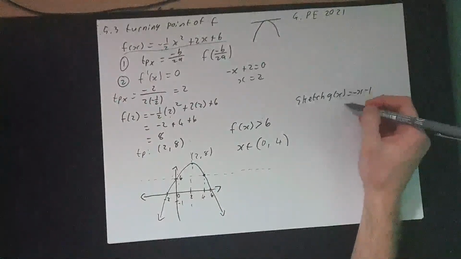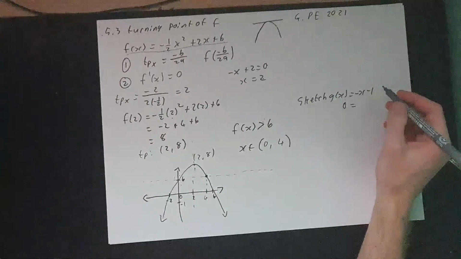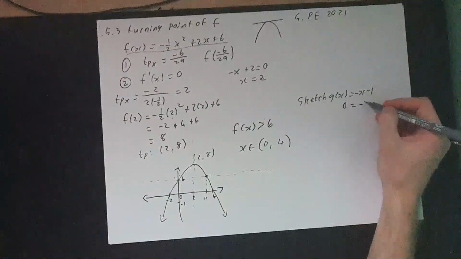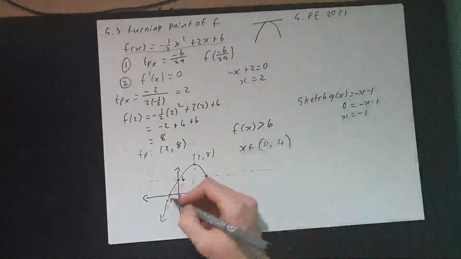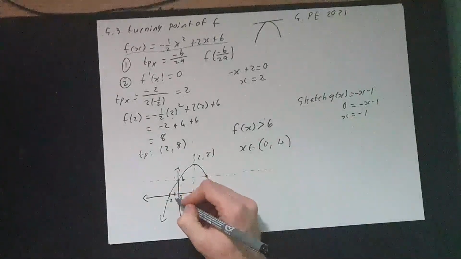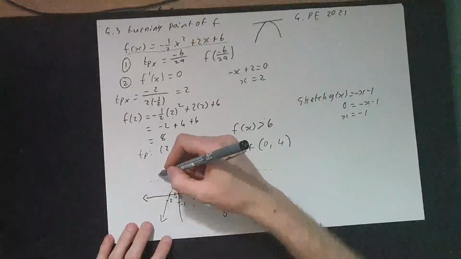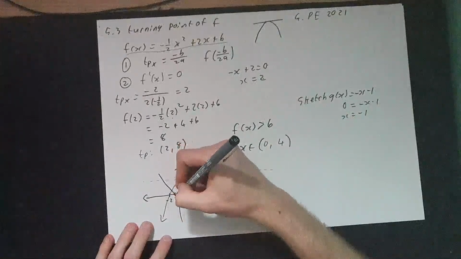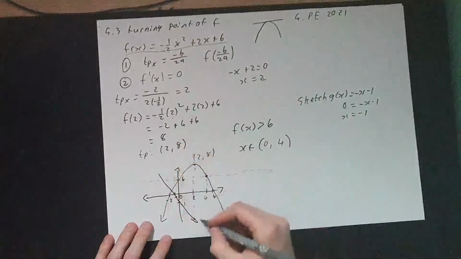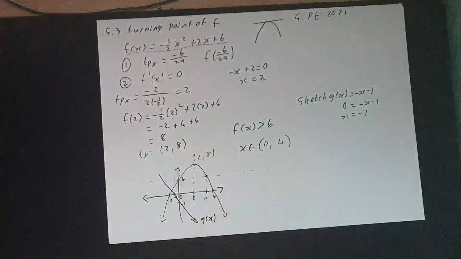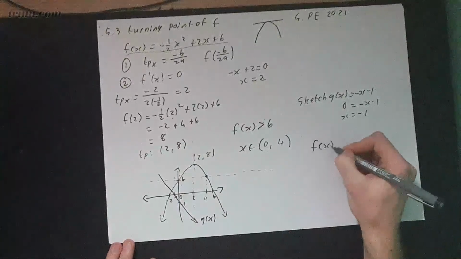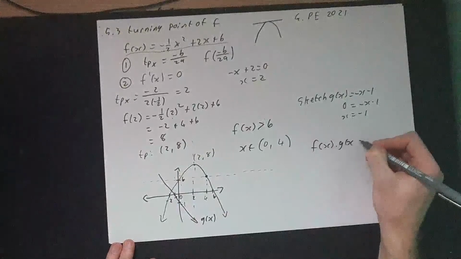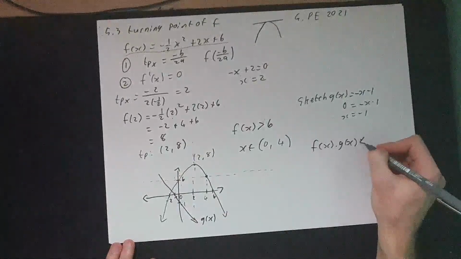x-axis? So we make this equal to 0. Therefore we have 0 equals negative x minus 1, so x equals minus 1. So here at minus 1. This thing's not drawn to scale. So we're going to have a line that runs something like that, and that's g of x. The reason why we need this is because the next question says, where is f of x times g of x less than or equal to 0?